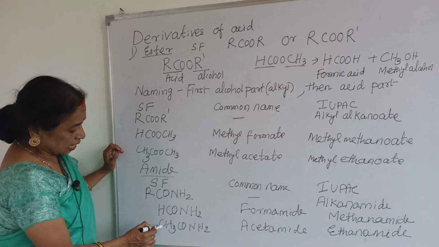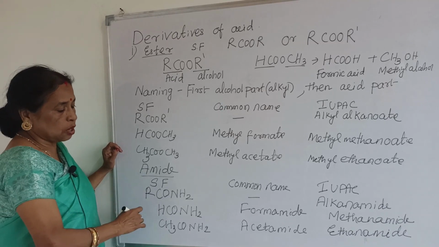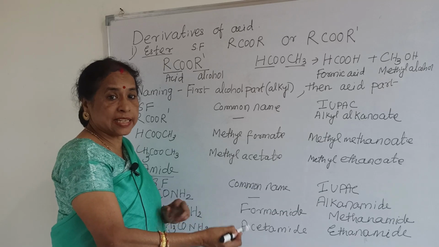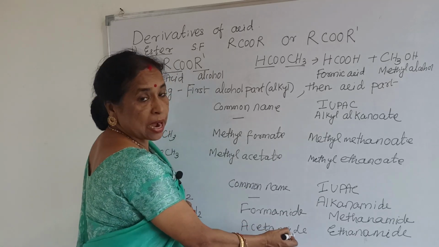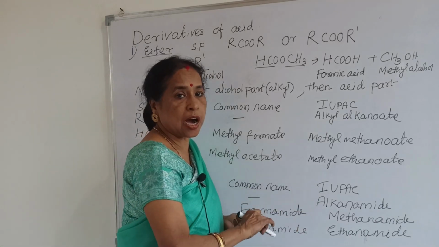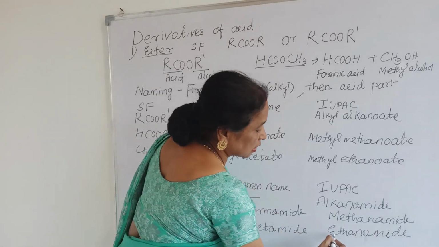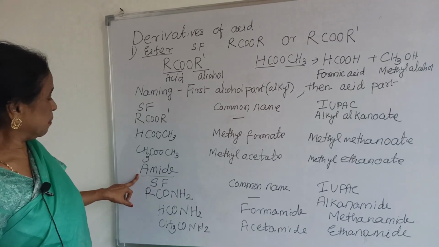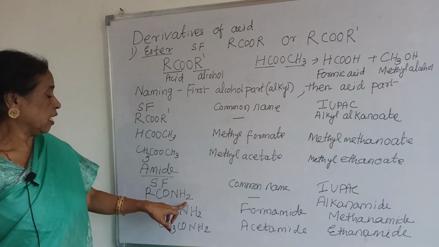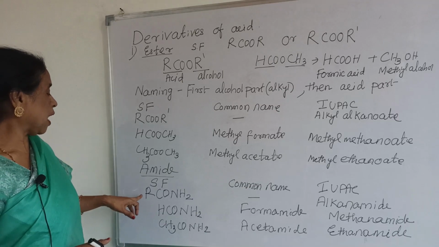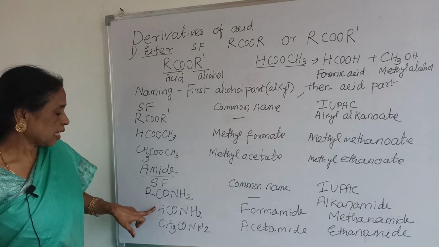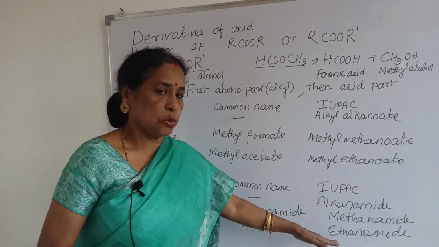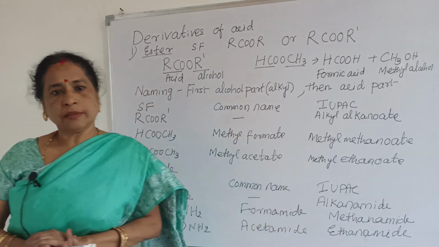CH3CONH2, here 2 carbons are present, so referring to 2 carbons, the acid is acetic acid, so acetamide, and in the IUPAC name, 2-carbon ethanoic acid changes to ethanamide. So here amide means RCONH2, that is the structural formula. If you put R equal to H, HCONH2 is formamide, methanamide. Similarly, with 2 carbons, that is ethanamide.